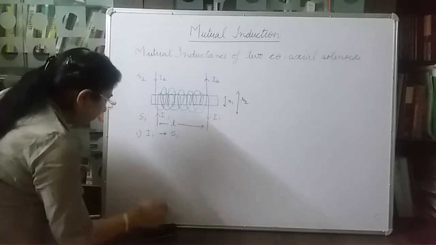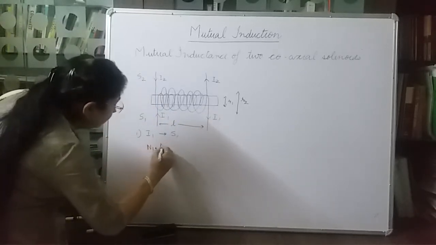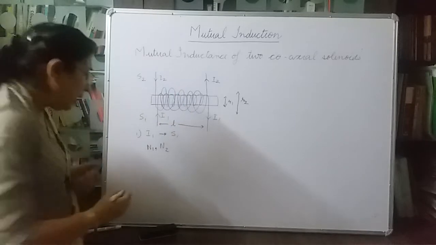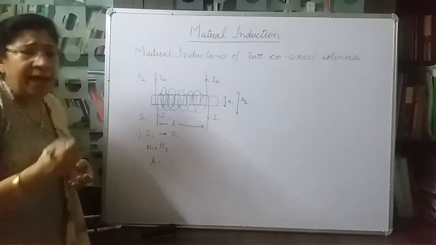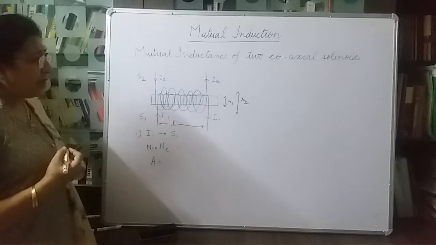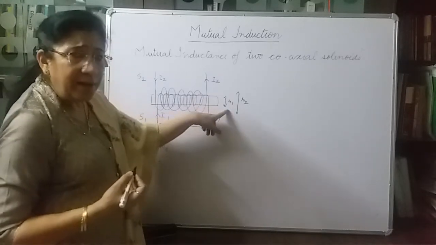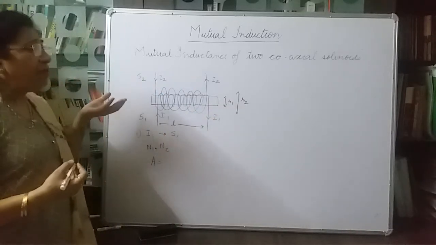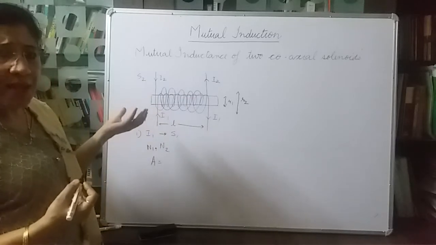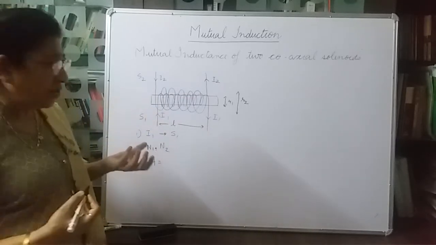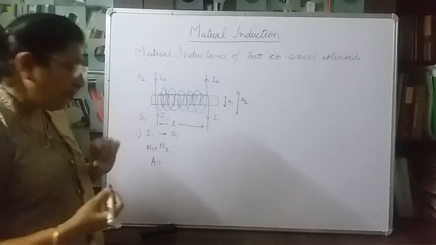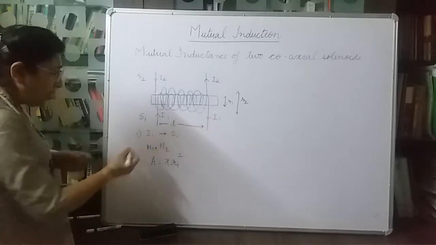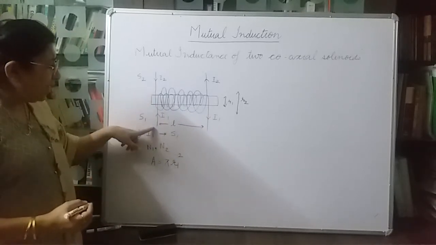And let N1 and N2 be the number of turns in coil 1 and coil 2. And let us take A as the common area of cross section. Since you can see here that R1 is slightly lesser than R2, they have a common area of cross section, and later on we will see that the mutual inductance of the two coils depends only on the common area of cross section. So let us consider only the common area of cross section, which would be pi R1 square.